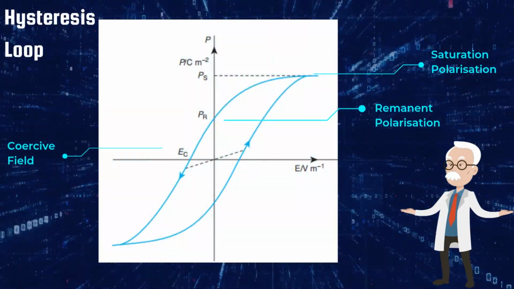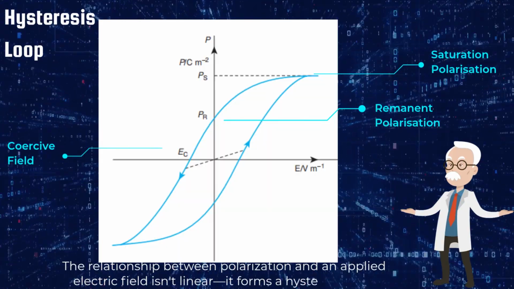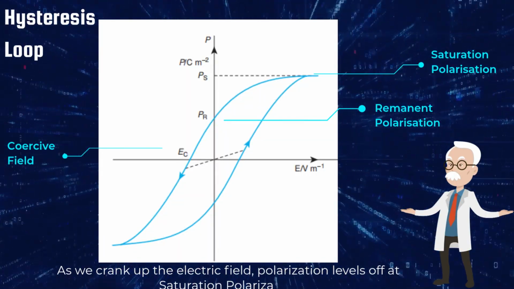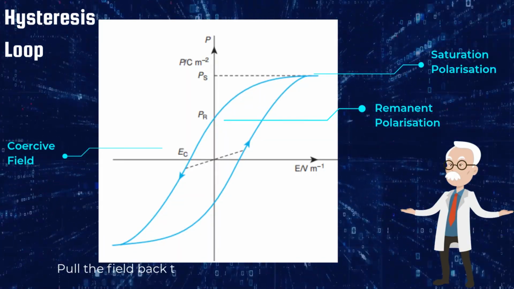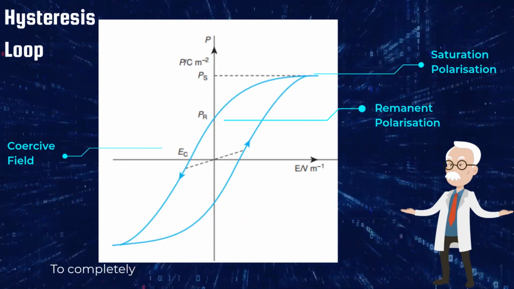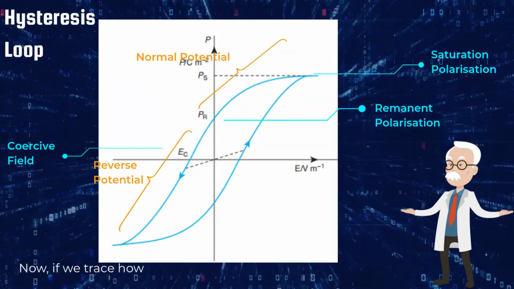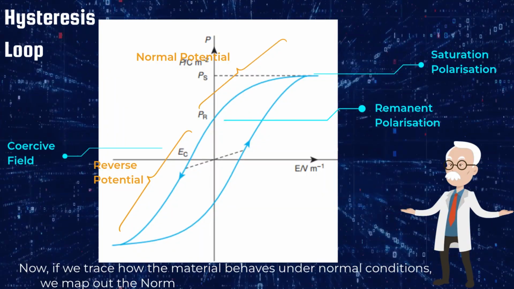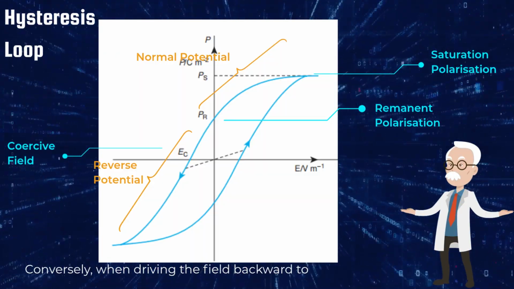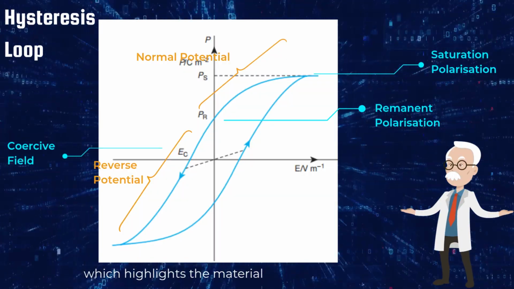When dealing with ferroelectric materials, the relationship between polarization and an applied electric field isn't linear, it forms a hysteresis loop. As we crank up the electric field, polarization levels off at saturation polarization. Pull the field back to zero, and the material holds onto a memory of it, known as remanent polarization. To completely wipe this out, we have to apply an opposing force called the coercive field. Now, if we trace how the material behaves under normal conditions, we map out the normal potential path as polarization climbs. Conversely, when driving the field backward to reset or reverse the state, we follow the reverse potential curve, which highlights the material's unique lag effect.